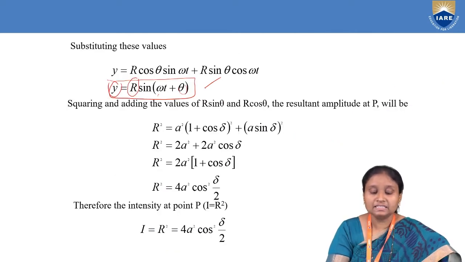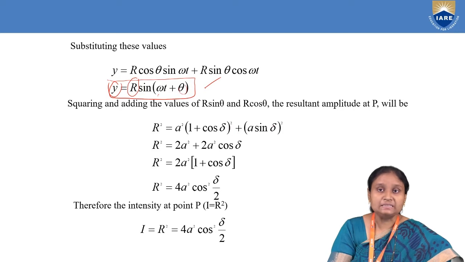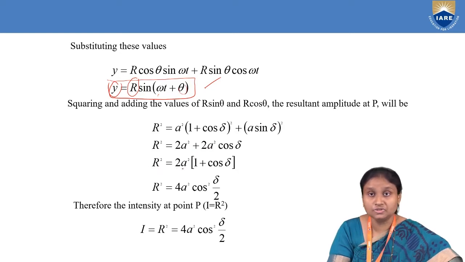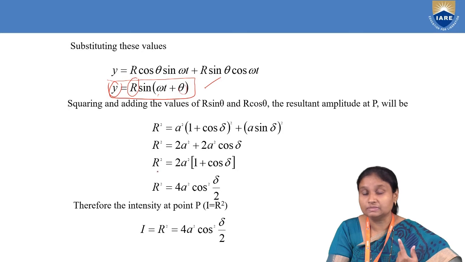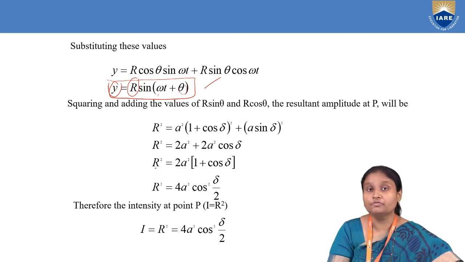Then on the right hand side, we have a square into (1 plus cos delta) whole square plus a sin delta whole square. And if we simplify this, we end up having the square of the resultant amplitude as 2a square. What is a? a is the amplitude of an individual wave, whereas capital A_R is the amplitude of our resultant wave or resultant displacement, which is caused because of superposition of waves, into (1 plus cos delta).